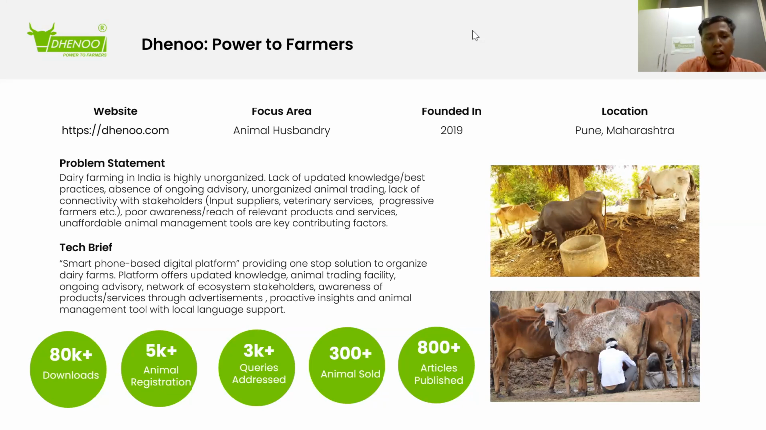There is an absence of ongoing advisory or hand-holding. The stakeholders like input suppliers, veterinary doctors, and progressive farmers are all scattered. So there is no awareness among these people about various products and services that could be affordable and usable for complete animal management. Considering this, we have come up with a smartphone-based digital platform.